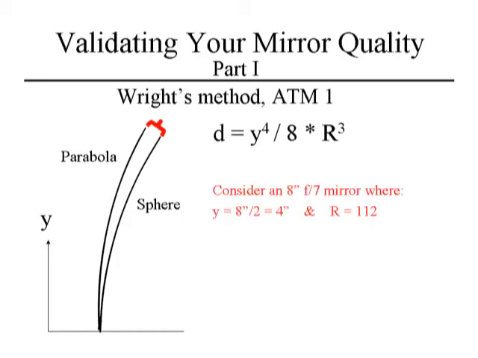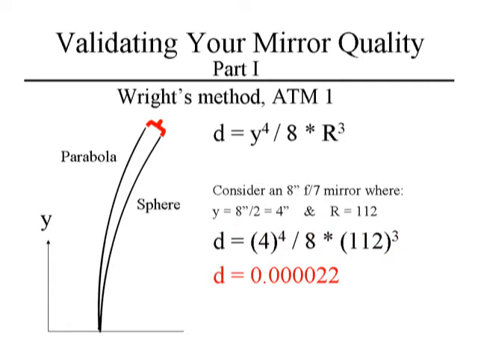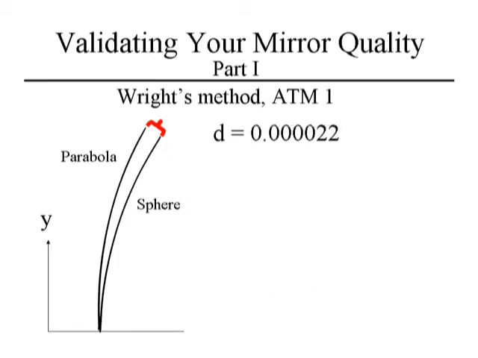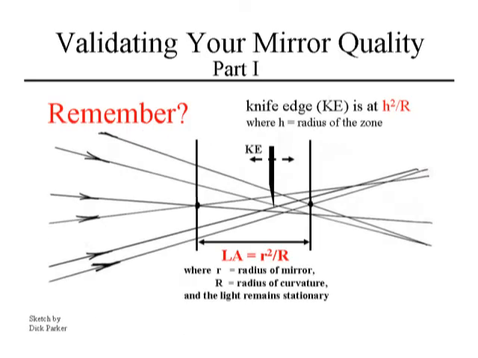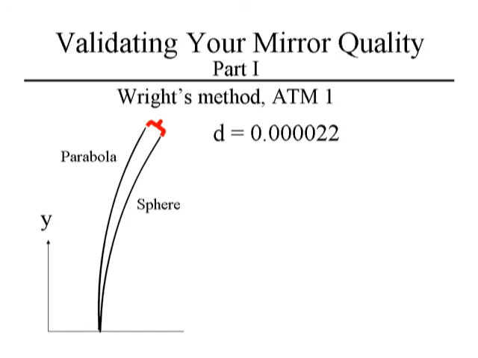So if you consider an 8-inch f7 mirror, the radius of the mirror is 4 inches, the radius of curvature is 112 inches, so you solve for d and you get 22 millionths. That's the difference in glass between the sphere and the ideal parabola. You also know from your r squared over r formula what the knife edge movement has to be to go from a null at the zero to a null at the edge for a parabola. So whatever that r squared over r travel is, it's going to result in 22 millionths worth of difference between the parabola and the sphere.